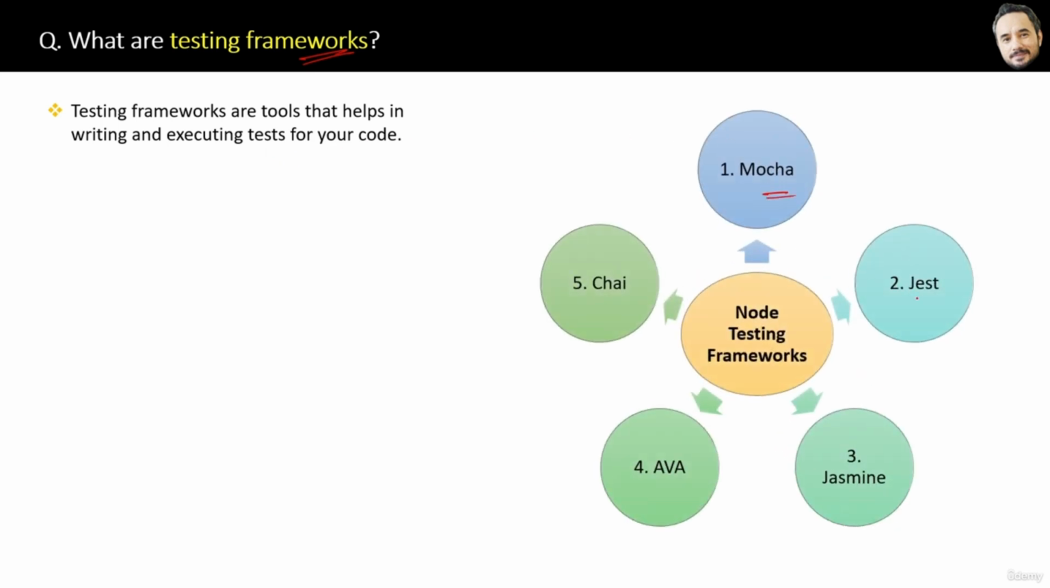What are testing frameworks? The answer is testing frameworks are the tools that help in writing and executing tests for your code. Now there are many testing frameworks, and the top 5 are Mocha, Jest, Jasmine, AVA, and Chai. I will give you some idea about the Jest testing framework in upcoming questions. You do not have to know all of them. Even I don't know. But I think most of them are the same, because testing frameworks are almost the same in different technologies. But yes, we will try to explore Jest out of these.